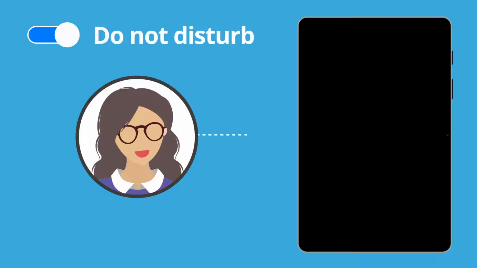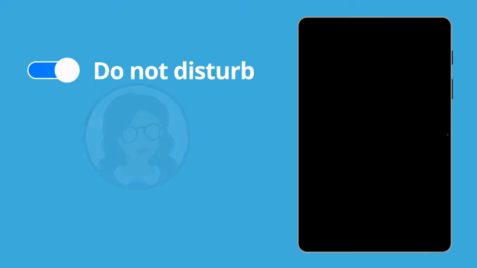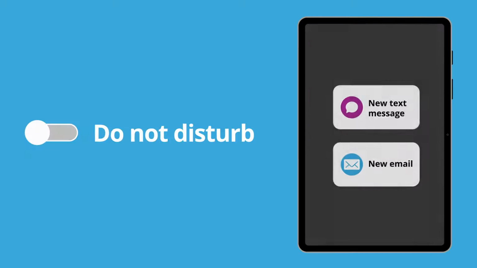When you switch on Do Not Disturb, notifications will be ceased altogether. This can be a handy setting to use when you're focusing on something important and don't want to be disturbed, or when you're sleeping. Once you switch this setting off, your tablet will catch you up on any messages or emails that you missed.